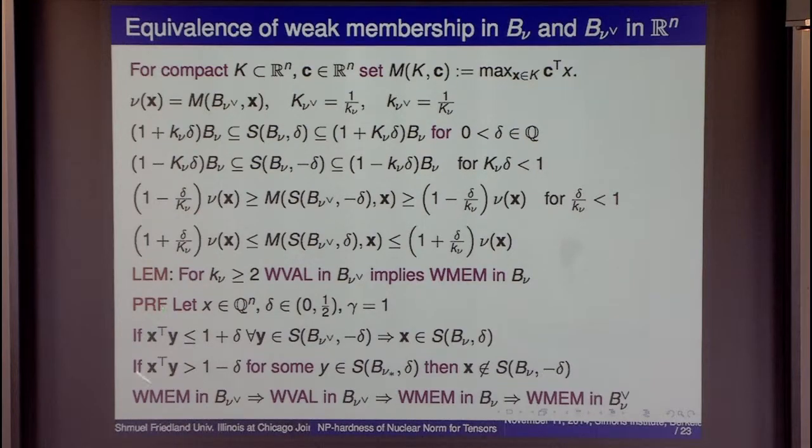Now how I show it is essentially as follows. Weak membership in the dual ball is weak validity, that's Yudin and Nemirovski. And weak validity in this one is weak membership in B nu. And so weak membership is weak validity, so you see it's all equivalent.